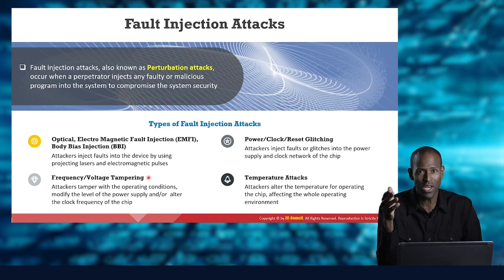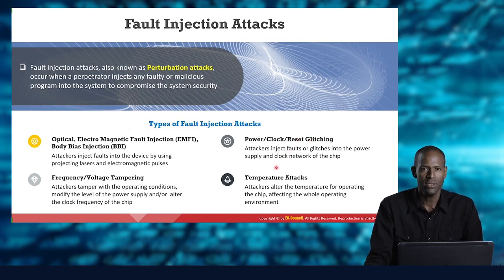If you could change 120 AC to 125 or 130, you can burn out computer systems, cause fires, mess up power supplies, burn out chips. We also have power and clock, like I was talking about with the frequency on that clock, resetting, glitching, power supplies, even temperature attacks. Cause the weather outside to get really cold.